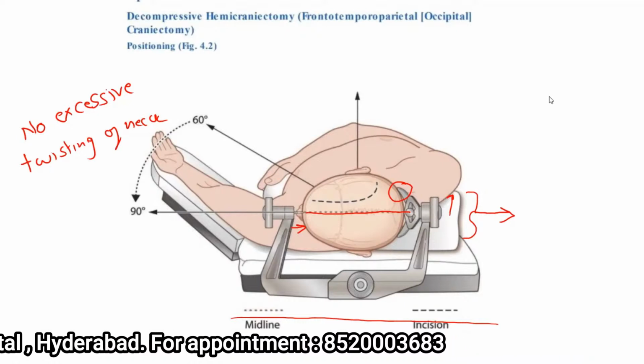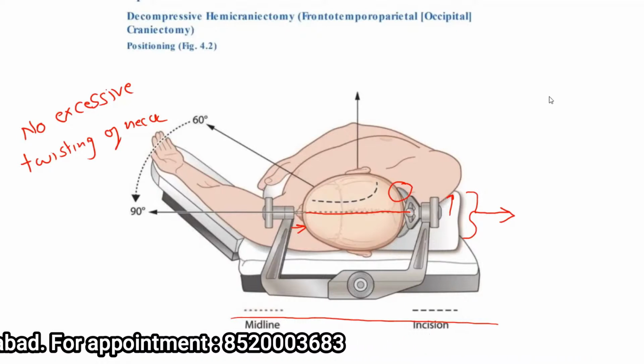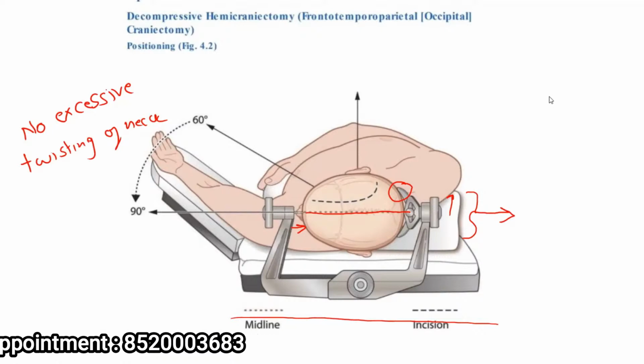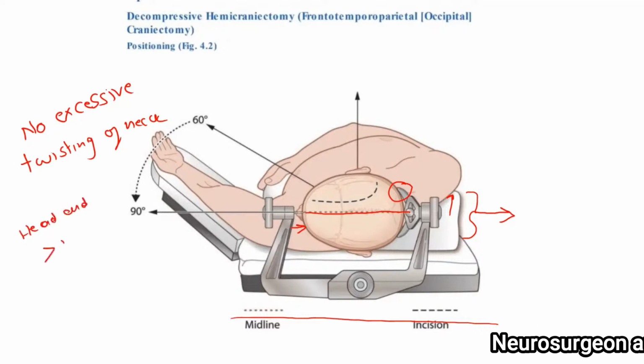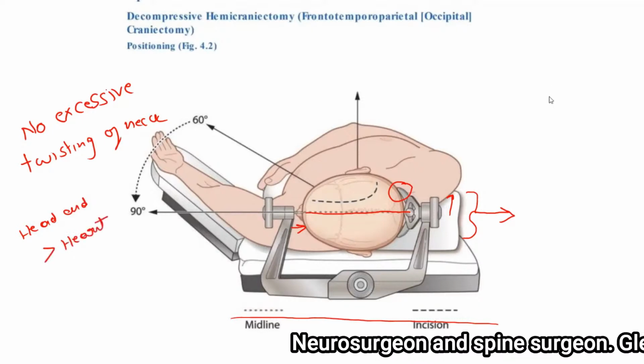Let's go to the next one. So I'm pretty sure that you are very clear with the positioning. And one more point, make sure the head end is above the heart level. Head end should be greater than the heart level. This is to prevent excessive bleeding during surgery.